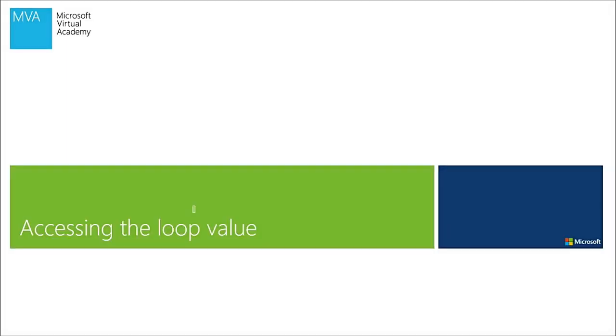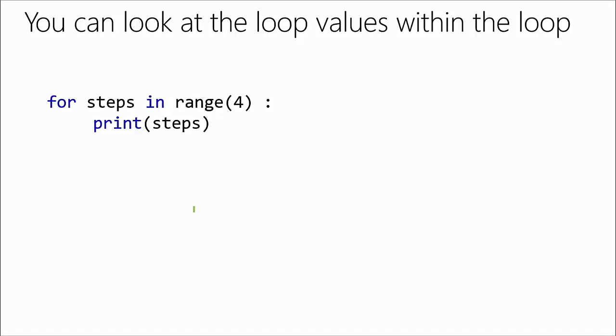Now, one of the things I haven't done yet in my code is I've never actually looked at that variable steps. I never actually used it anywhere in my code. I had to declare it because it's part of the syntax. I have to have this variable steps in my code, but I was never using it. The fact is, that is a variable, and it will actually have a value every time the code executes.